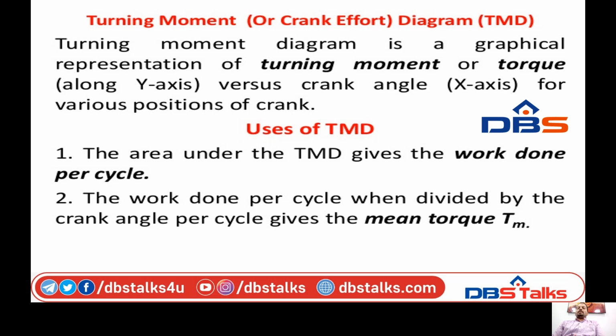What are the uses of the turning moment diagram? The area under the turning moment diagram will give the work done per cycle. So, how much work is done per cycle of rotation of a crank? The work done per cycle when divided by the crank angle per cycle will give the mean torque. So we have to find out the torque delivered or torque required. After getting the area of the graph from the TMD, we divide the work done by the crank angle. This ratio will give the mean torque, that is Tm.